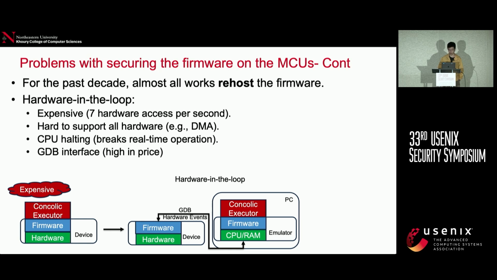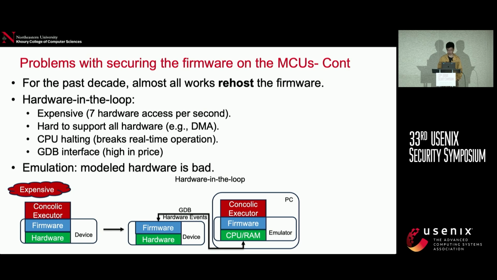And when you do this communication, you have to hold the CPUs on the device, which breaks the real-time operation that's commonly relied on by those firmwares. And you need GDB. And sometimes, the GDB interface is very pricey, even $3,000. And we don't really want that.